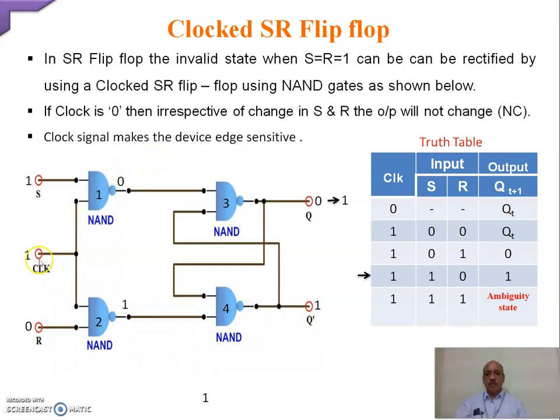So here, when clock is applied, you should remember that always the clock should be made 1. Otherwise, if you make the clock equal to 0, then there is no change in the output. That is, Q will remain as it is, Q bar will remain as it is if the clock is made 0. Therefore, even if you change S and R, the output will remain same. Therefore, when clock is applied, clock should be made 1 so that we can see the possibilities of S and R.